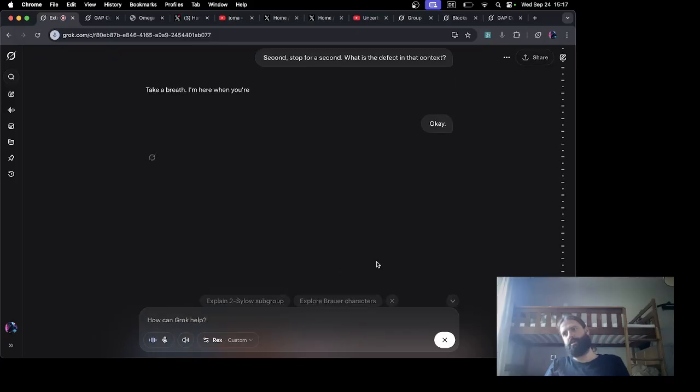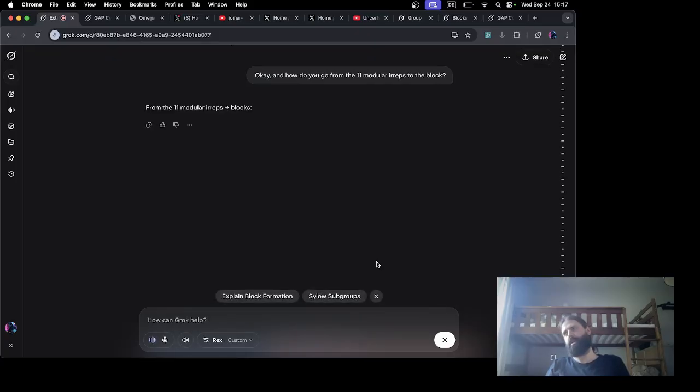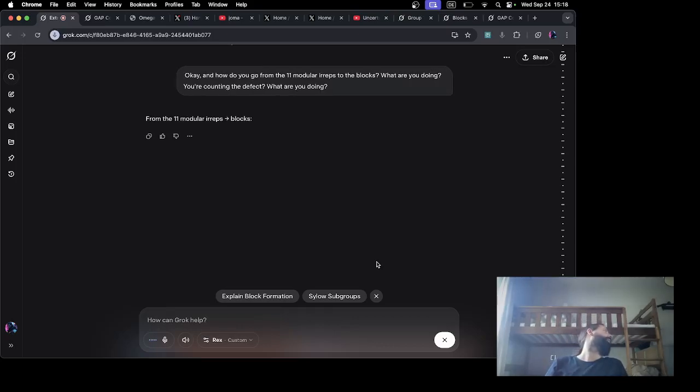Okay, and how do you go from the 11 modular irreps to the blocks? What are you doing? You're not counting defect first. You count blocks first, then defect tags along. Step by step, super simple.